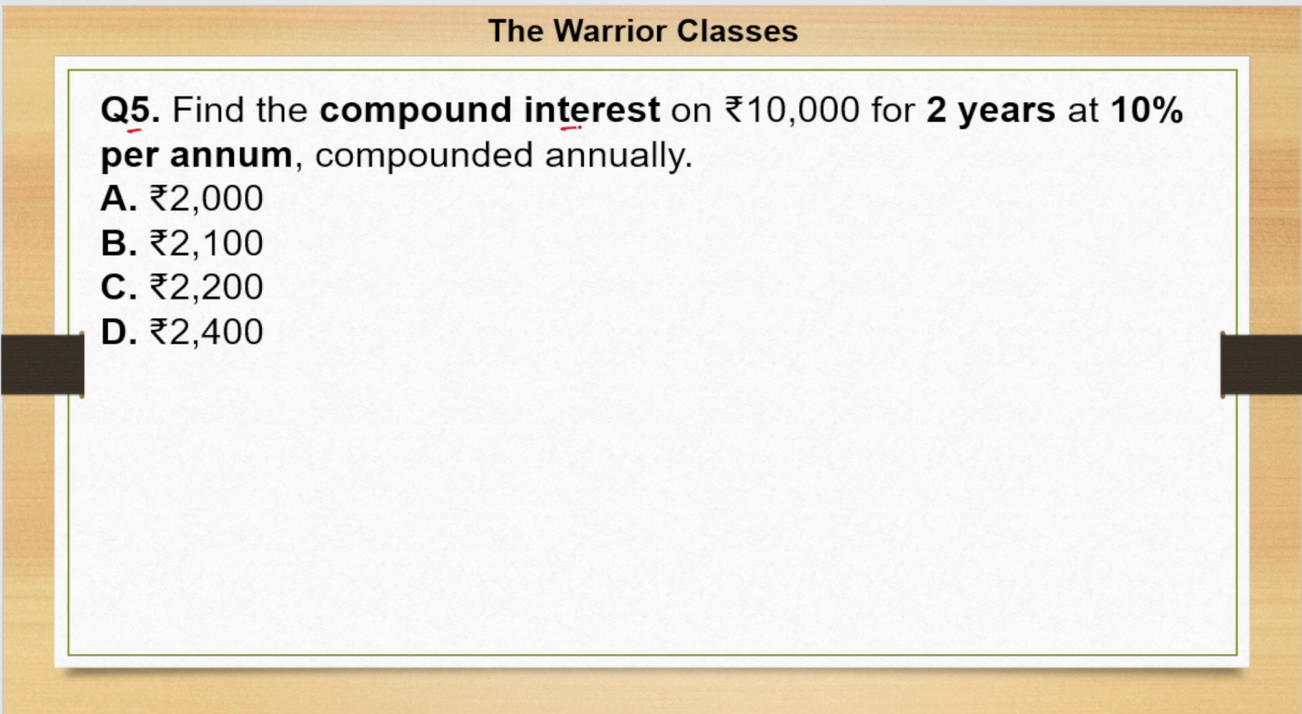Find the compound interest on 10,000 for 2 years at 10% per annum, compounded annually. Now if the principal is 100, the amount will be 110, right? 110 for the 1 year. Now we'll cancel it by 0 and 0. Now for 2 years we'll multiply 10 and 10 and here 11 and 11. So 10 multiplied by 10 will be 100 and the amount will be 11 multiplied by 11, which is 121.